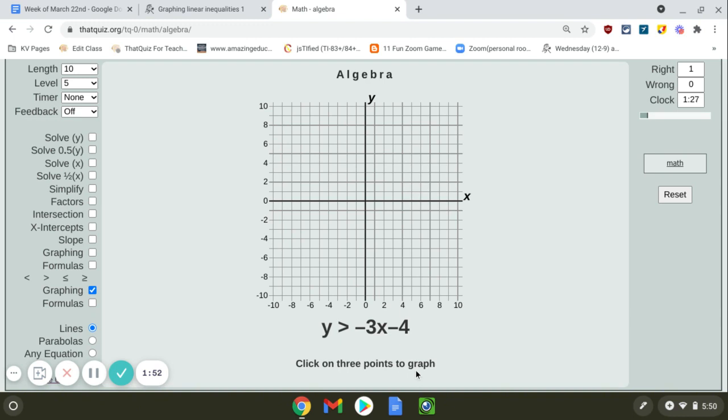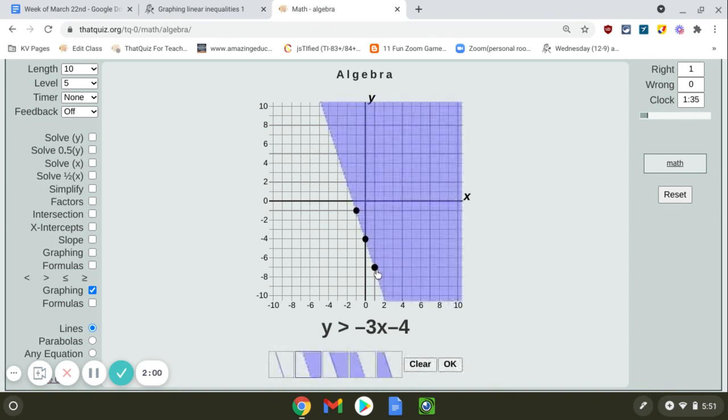Clear? Oh, I cleared off the whole darn thing. Shucks. There we go. It says y is greater than. So this is going to be shaded above. And for above, it is going to be on this side.